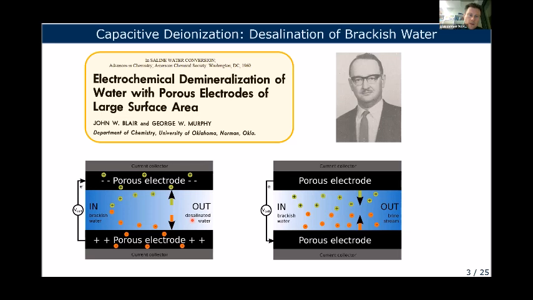This technique cannot be compared with the three ones on the previous slide in terms of desalinating seawater, or at least water with high concentrations. It does work, however, for brackish water.